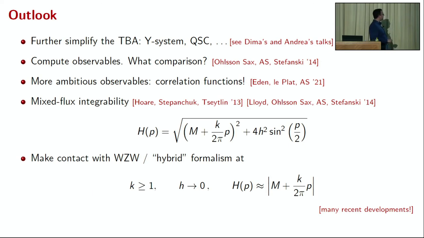Something which is extremely interesting is this mixed flux integrability, which is quite wild. I just want to give this very nice formula for the dispersion relation. And you see that together with the usual sine square term, you also have a linear term. And that gives you very, very funky analytic properties. That's why, essentially, so far, we don't really know what the phases are, and therefore we cannot run the machinery and get the mirror TBA. But it would be very interesting, first of all, because nobody knows how to do it. So integrability can really shine there, I think.